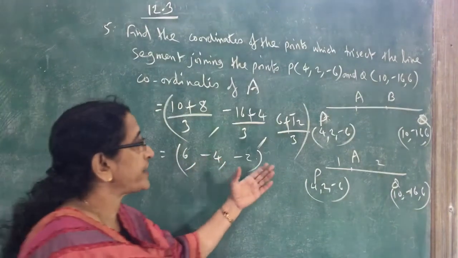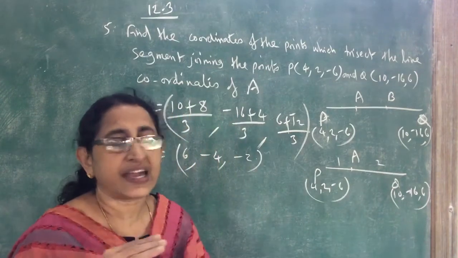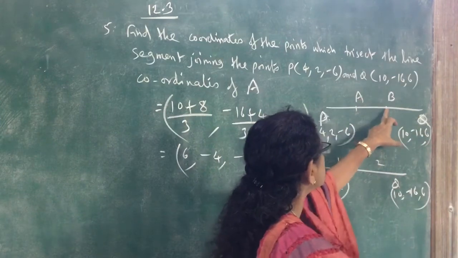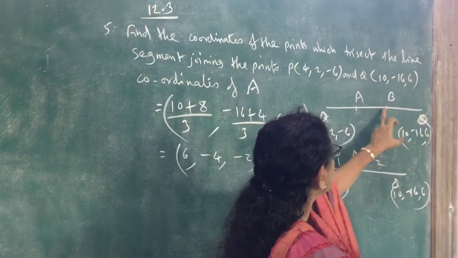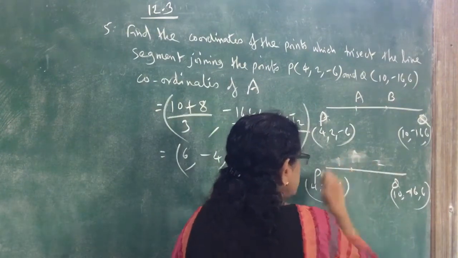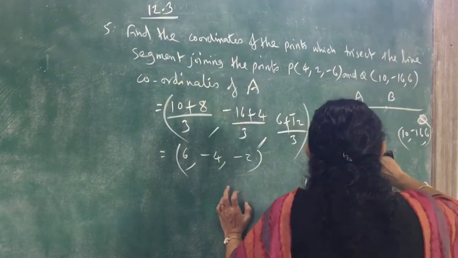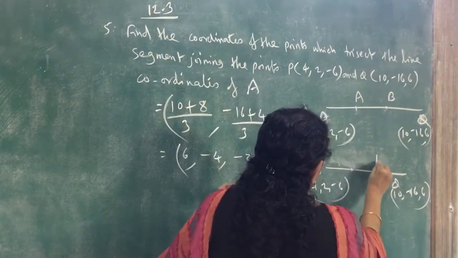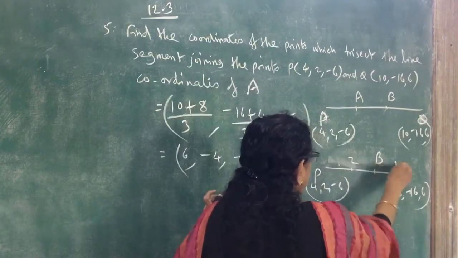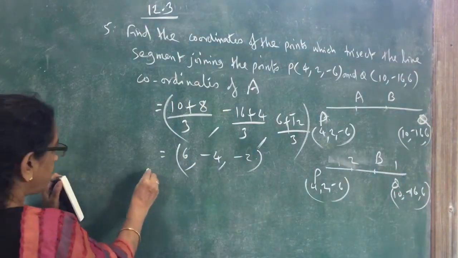Now we have to find the coordinates of the point B. When we consider point B, B divides PQ in the ratio 2:1. Here there are two equal parts, here there is only one part. So consider B. B divides PQ in the ratio 2:1. So we can find the coordinates of B.